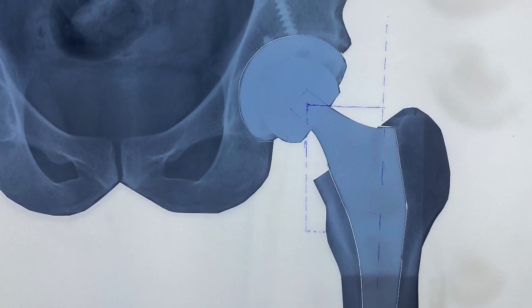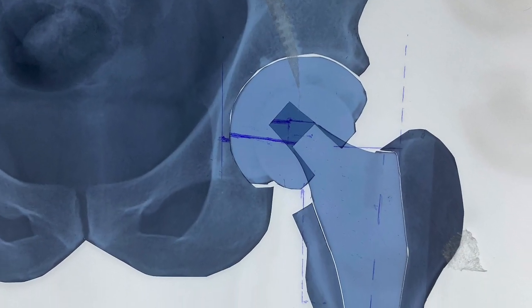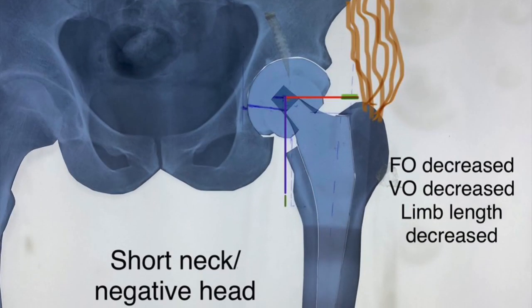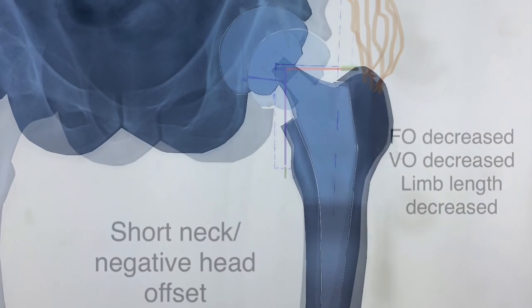On the contrary, if you are choosing a shorter neck or a head whose trunnion is shallow, not that deep, then you will decrease the offsets, the femoral and the vertical offset both. Limb length will decrease, abductor muscle tension will decrease, something which is rarely required.